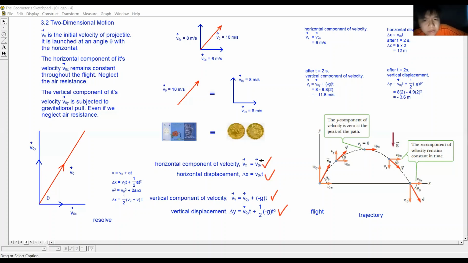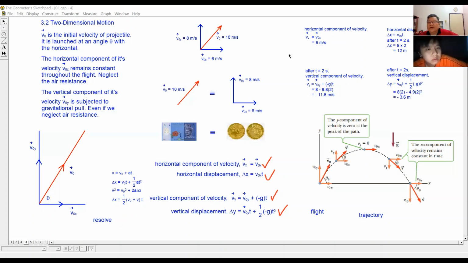The first two represent the velocity and displacement horizontally of the flying object, which we call the projectile. The next two represent the velocity and displacement vertically of the object, or of the projectile. Okay, no question.